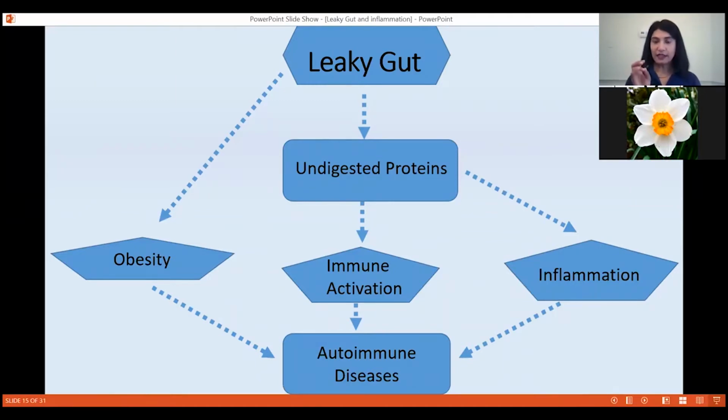The third factor that is also very important is that leaky gut is one of the factors which leads to obesity. And obesity is the third pathway through which leaky gut can lead to autoimmune diseases. So you mentioned obesity as a result of leaky gut. How does leaky gut lead to obesity?